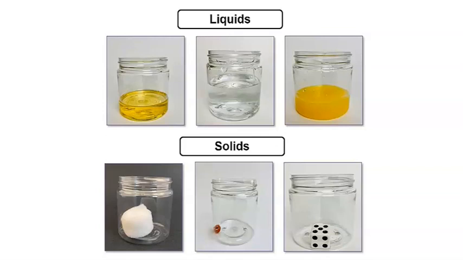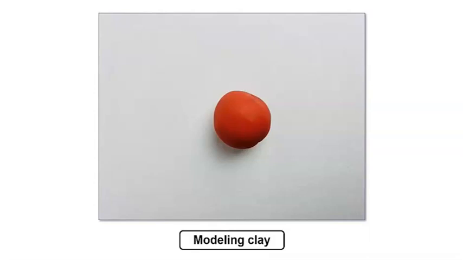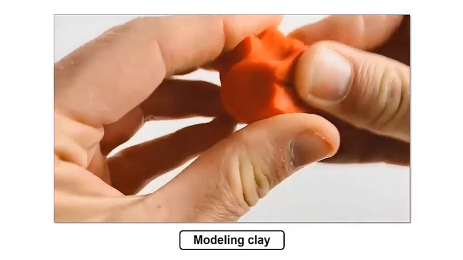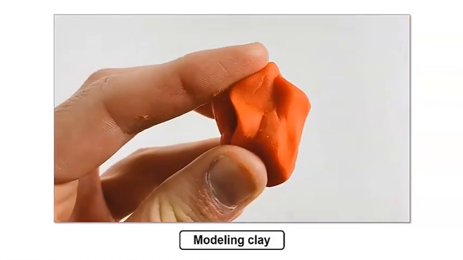But wait, what about the modeling clay we observed at the beginning of the lesson? We think the modeling clay is a solid, but we can change its shape. Why does the shape of the clay change? I noticed that when we pull or squeeze the modeling clay, its shape changes. The clay is a solid, and solids usually have a stable shape. But pushes and pulls can sometimes change that shape.